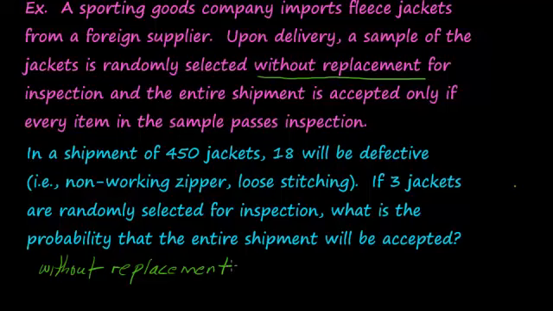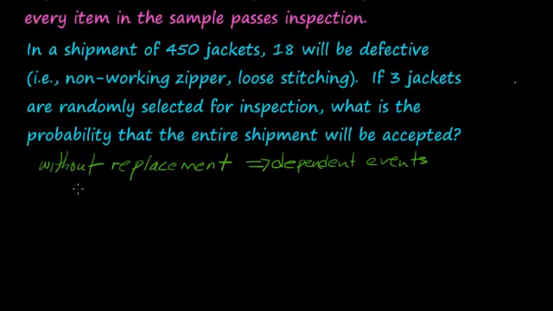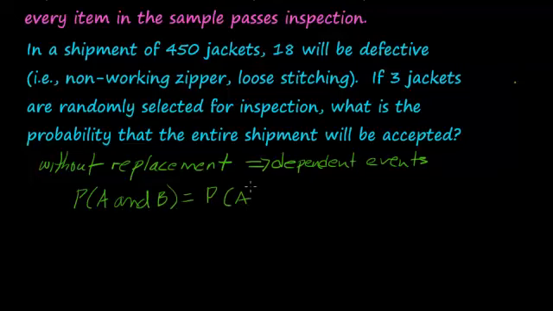And so what does that mean to us? Well, that means that these are dependent events. And so what does that mean? Well, that means when we use the multiplication rule, the probability of A and B is computed by saying, well, that's the probability of A times the probability of B, given that A has already occurred. So the probability that the first jacket has no defects times the probability the second jacket has no defects, given that you've already pulled one jacket out of the pile to inspect.